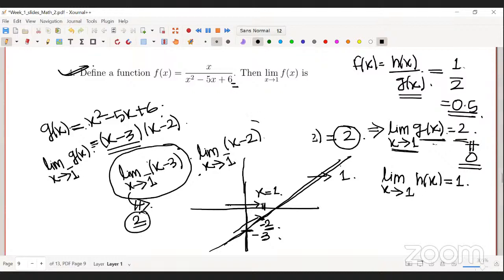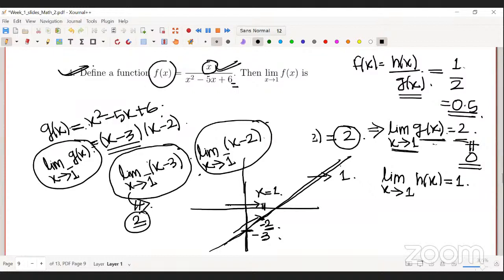Similarly, you can compute the left hand limit of this function, and you can get the left hand limit of this function. Obviously it's clear how you can compute the left hand limit of this function, that is x. So using that you can compute the left hand limit of f of x. Is it clear? Yes, sir. Okay.